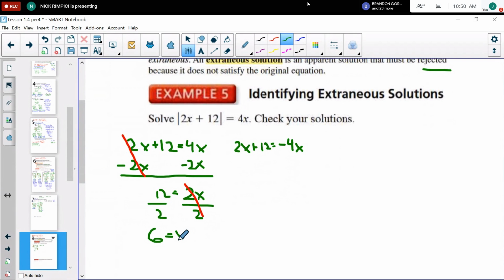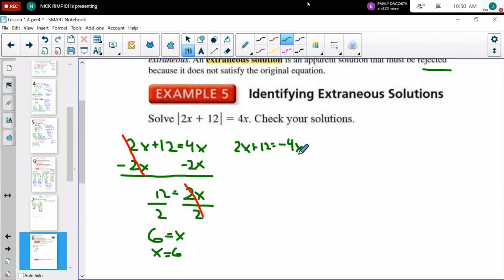So 6 equals x. In other words, x equals 6, but I don't know that 6 is a valid solution. So I'm not going to box it up yet because it may or may not work. All right. I got to be really careful. So let me just leave this like this for now. I'm going to come up and I'm going to solve the alternative equation on the right hand side here.